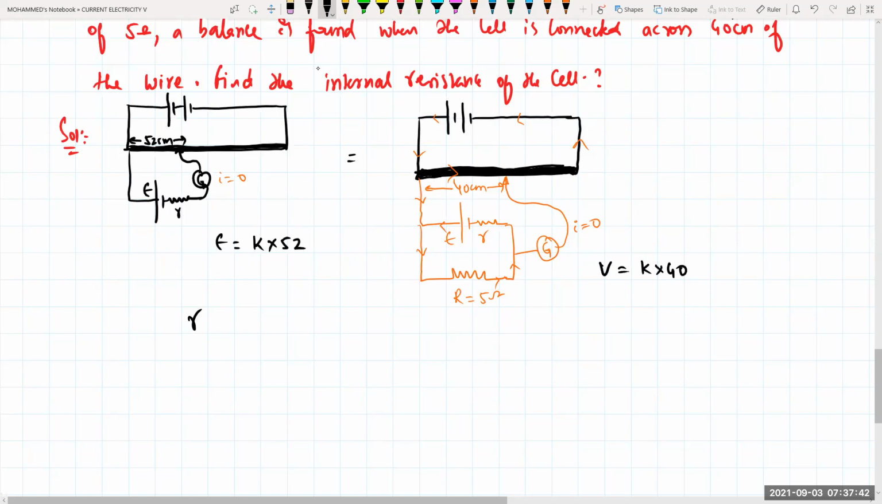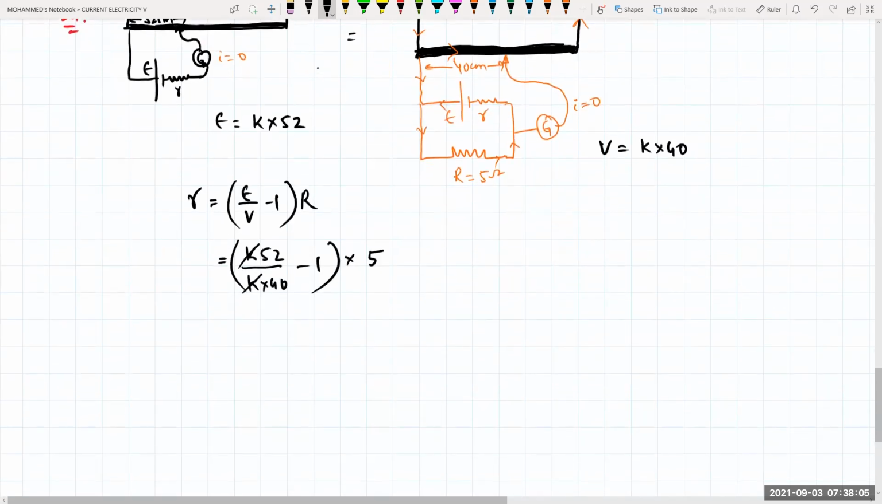And we know the internal resistance formula, small r is equal to (E by V minus 1) into capital R. So E is equal to how much for me? K into 52, divided by terminal voltage, which is K into 40, minus 1, into the external resistance which has been connected, that is 5. This K and this K will get cancelled. So this will be equal to 52 divided by 40, minus 1, into 5.